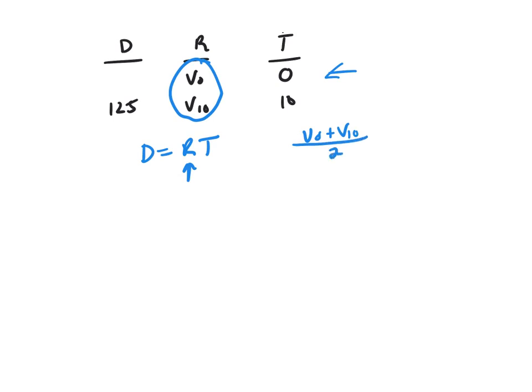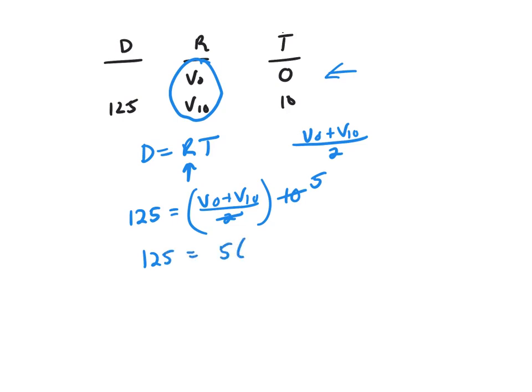So let's plug in our distance of 125, which is what it's done over that time period. My rate is v sub 0 plus v sub 10 over 2. It's an average rate during that time period. And my time is 10 seconds. So 2 will go into 10 5 times. I'm left with 125 equals 5 times v sub 0 plus v sub 10. Let's divide both sides by 5, and that gives me 25 equals v sub 0 plus v sub 10.